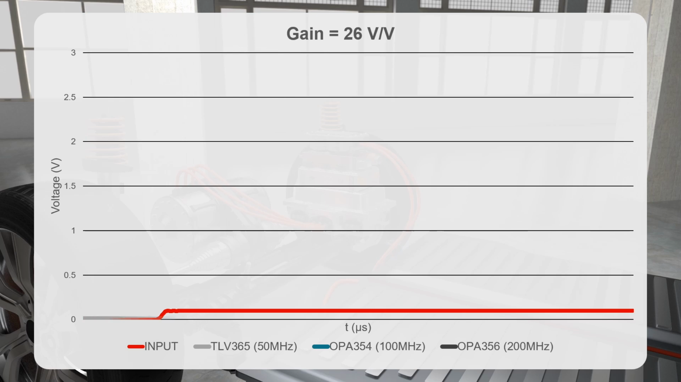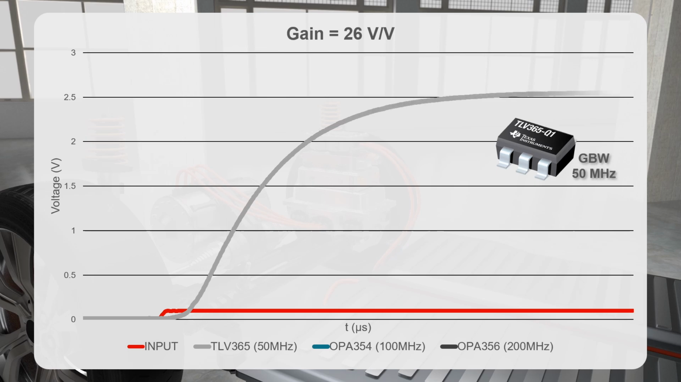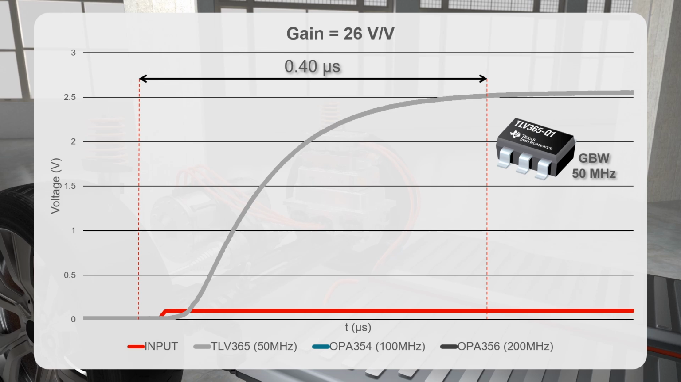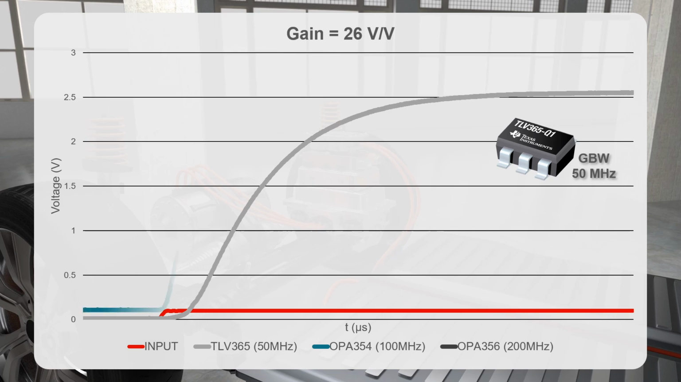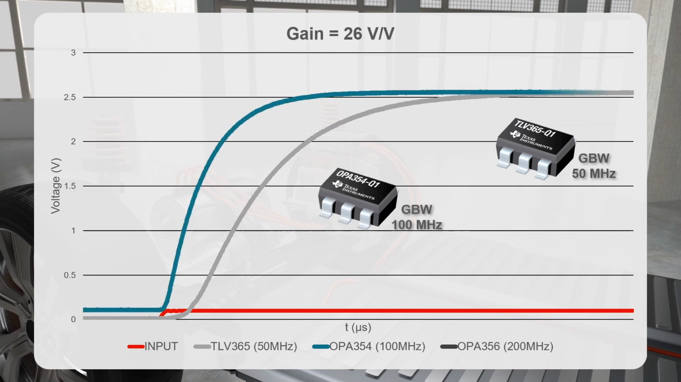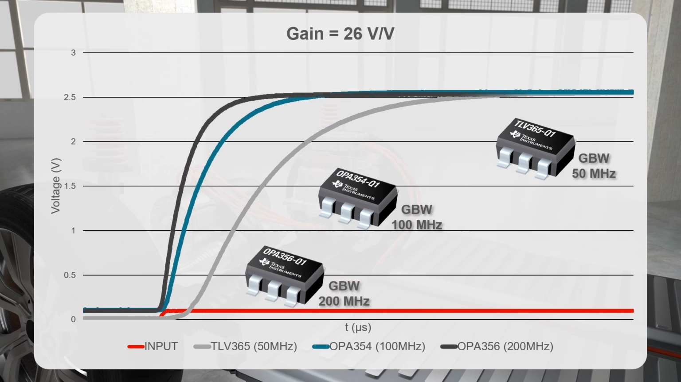When using the 50 MHz TLV365 amplifier, a total rise time of 0.4 microseconds is achieved. Now, when using the 100 MHz OPA354 amplifier, a total rise time of 0.21 microseconds is achieved. And finally, when using the 200 MHz OPA356 amplifier, it is possible to achieve a total rise time of 0.14 microseconds.